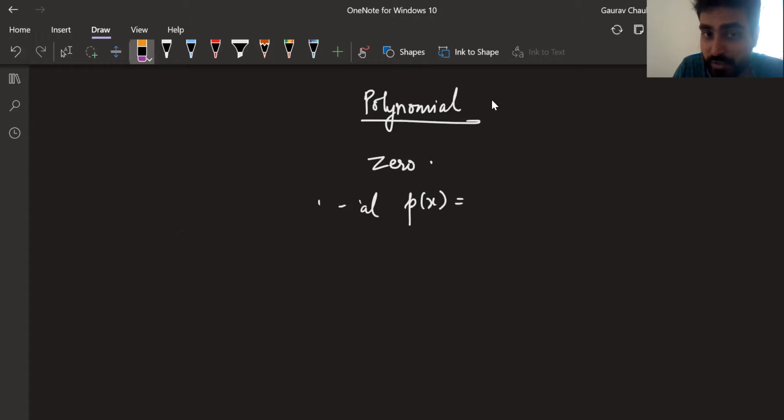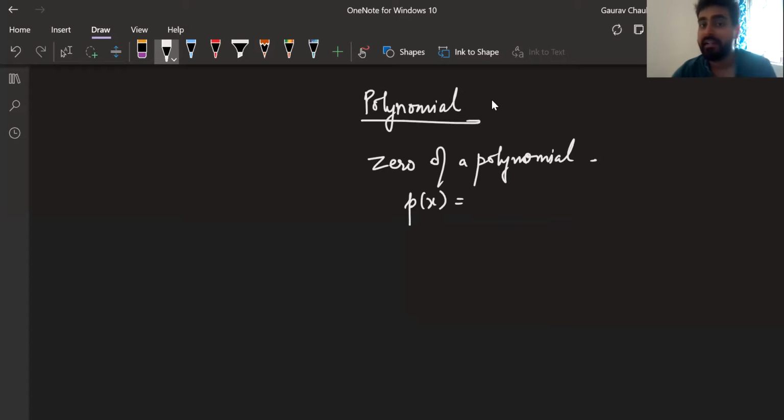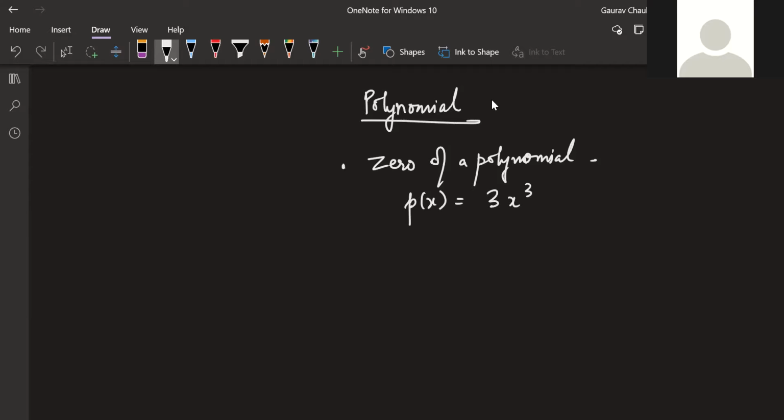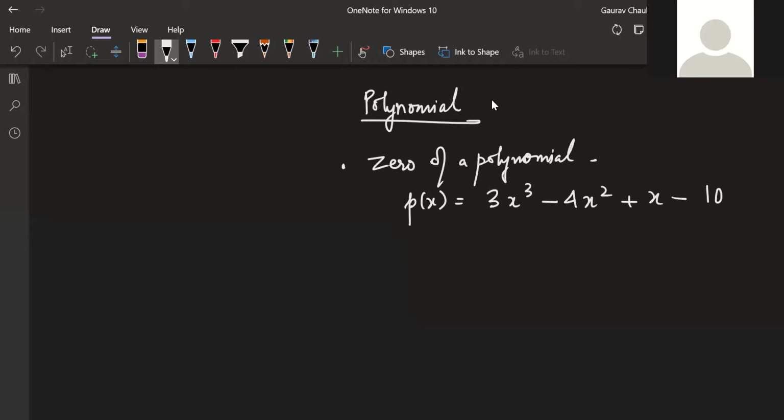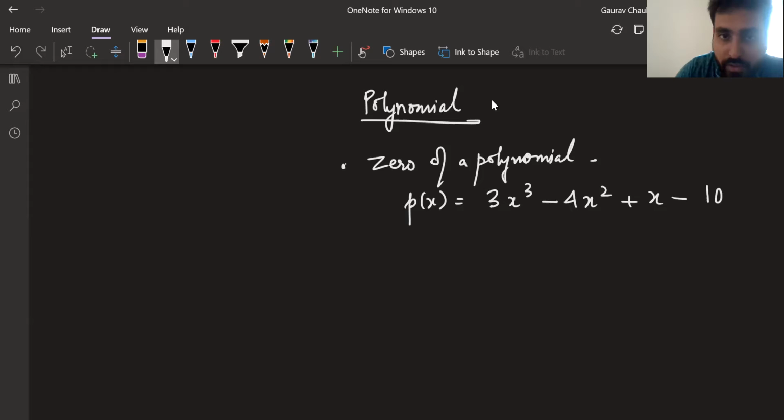And what is the difference? I'm going to tell you now. In a polynomial, it is only called zero of a polynomial. This is an important understanding we need to have. For example, p of x is equal to, Deepak, can you tell me yesterday's polynomial? 3x cube minus 4x square plus x minus 10. Now what was the zero that we got yesterday?